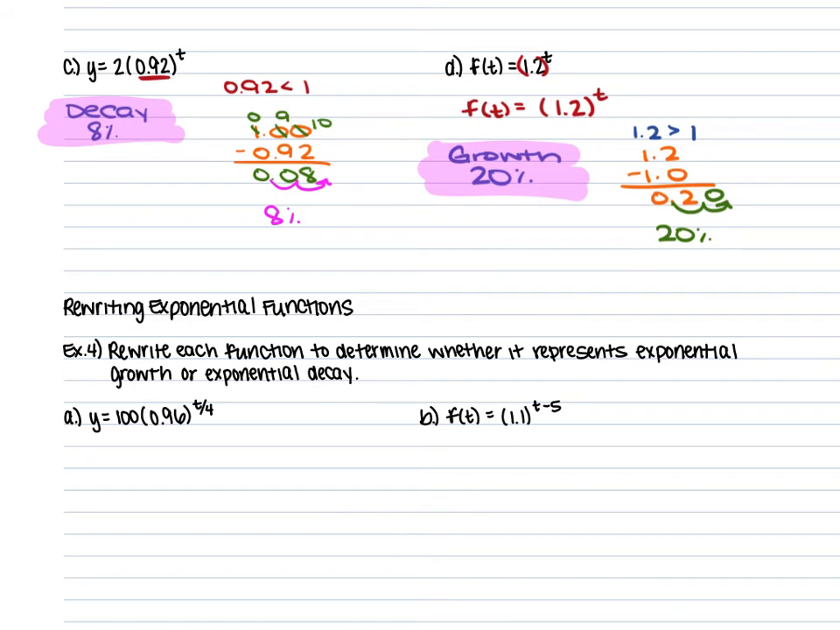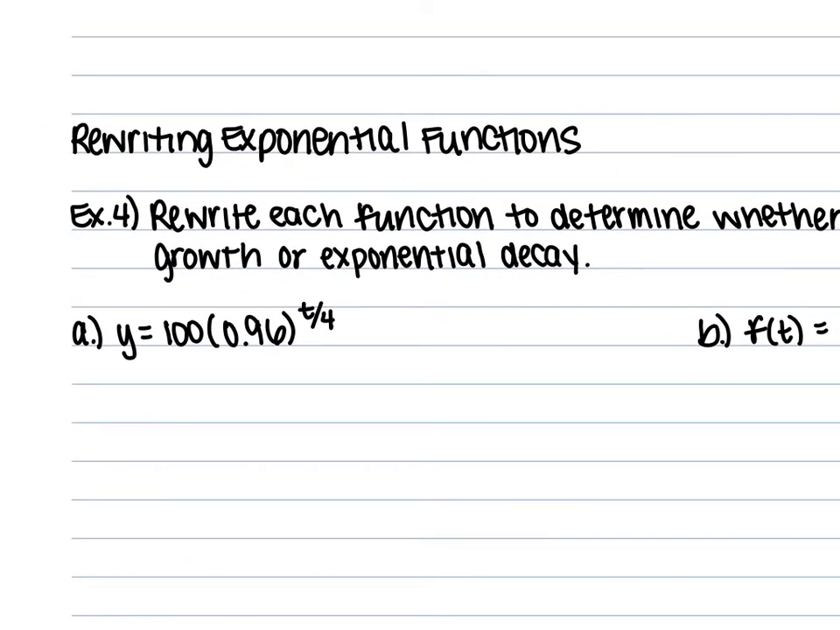So if we look at example A, it gives us y is equal to 100 times 0.96 to the power of t over 4. Don't worry about this t over 4 as your power. The whole thing that you want to do is look at the term that's inside the parentheses that t over 4 is being raised to. So this number is that 0.96. So that 0.96, again, is less than 1. So this is going to be a decay.